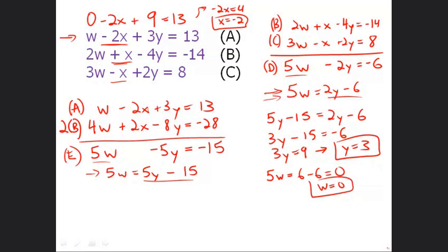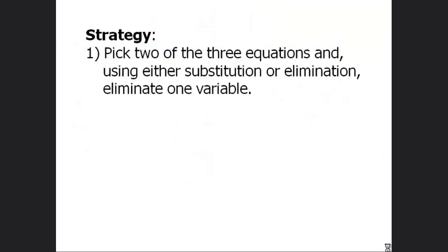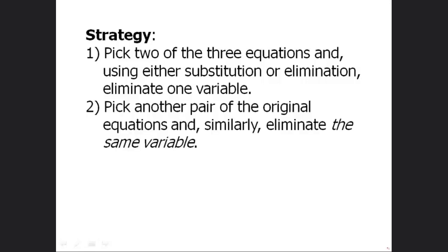Again, notice that the strategy I used was to reduce the 3 equation, 3 unknown scenario to a 2 equation, 2 unknown scenario. So just to summarize, first of all, I'm going to pick 2 of the 3 equations, and using either substitution or elimination, eliminate one variable. Incidentally, 99% of the time, it's going to be much easier to use elimination rather than substitution. Then I'm going to pick another pair of those original equations and similarly eliminate the same variable. So at this point, I will be down to the 2 variable, 2 equation case.